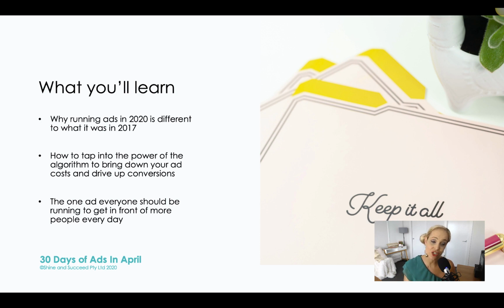So I'm going to teach you in today's lesson exactly why it's different for someone starting out today versus someone who already has 50,000 followers on their Facebook account, or who already has an email list of 10,000 people or more. I'm going to show you how to tap into the power of the algorithm so you can unlock its full potential and use this incredibly powerful tool, Facebook and Instagram ads, to your advantage right from the get-go.